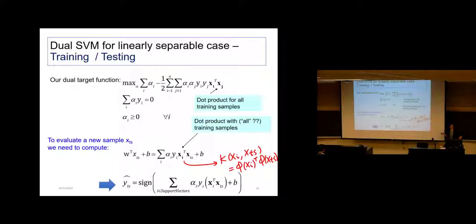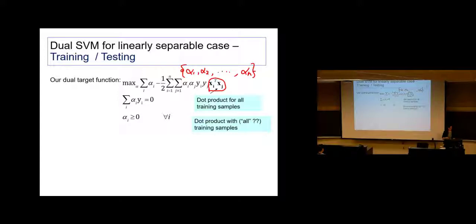All right, you might be confused by this, because I want to introduce it next time. A very good property of this formulation is that the majority of the alphas are 0. Most alpha i are actually 0. Only the support vectors, the points the margin boundary touches, have alpha i larger than 0.